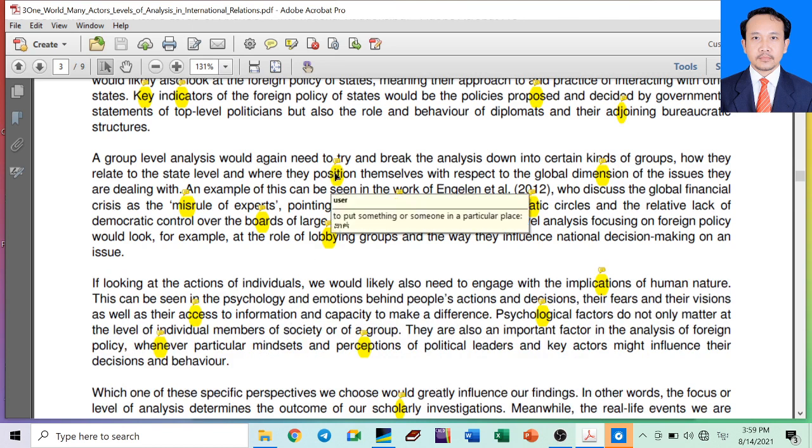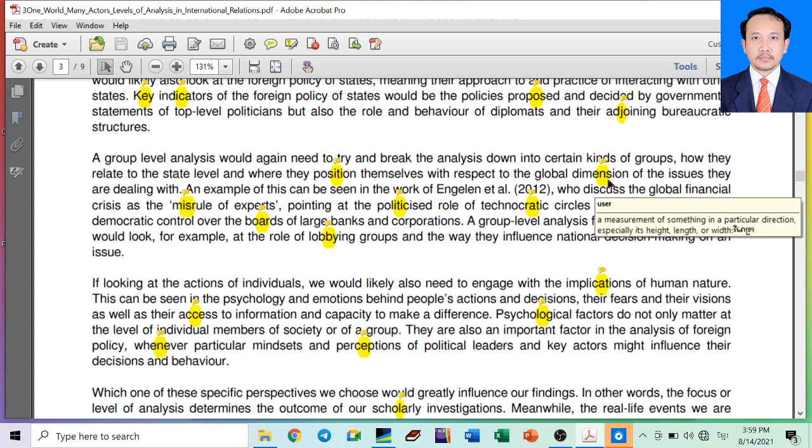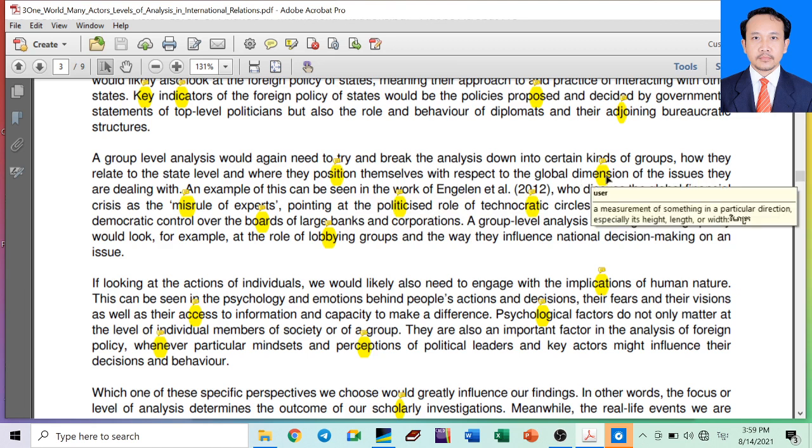Position: to put something or someone in a particular place. Dimension: a measurement of something in a particular direction, especially its height, length, or width.